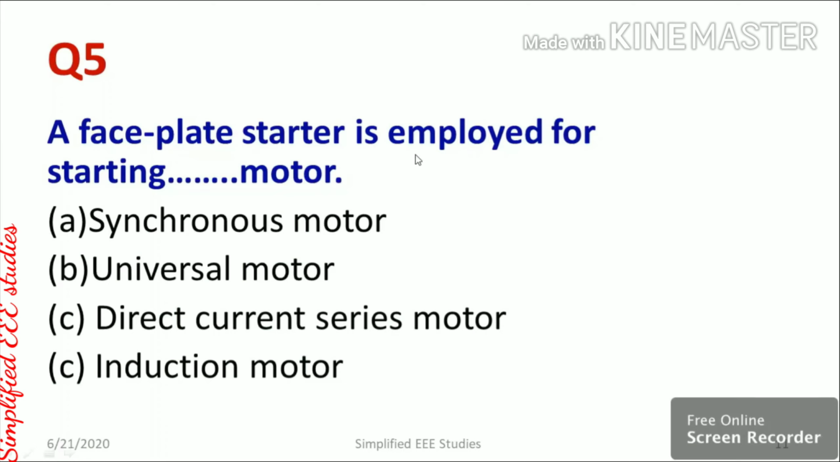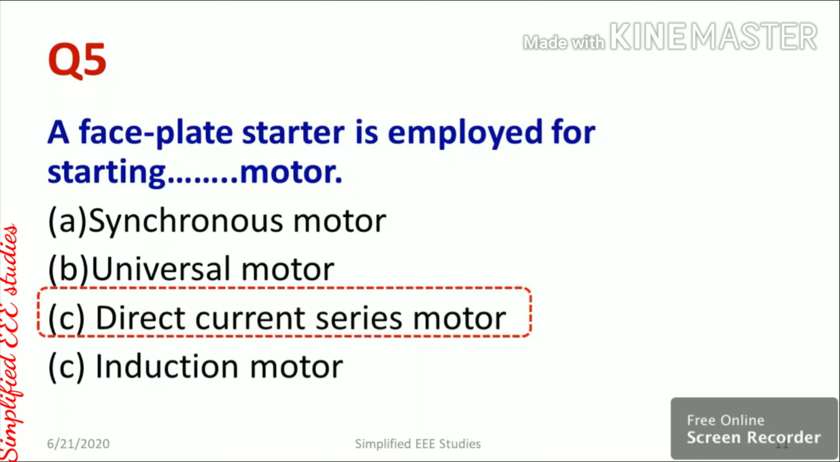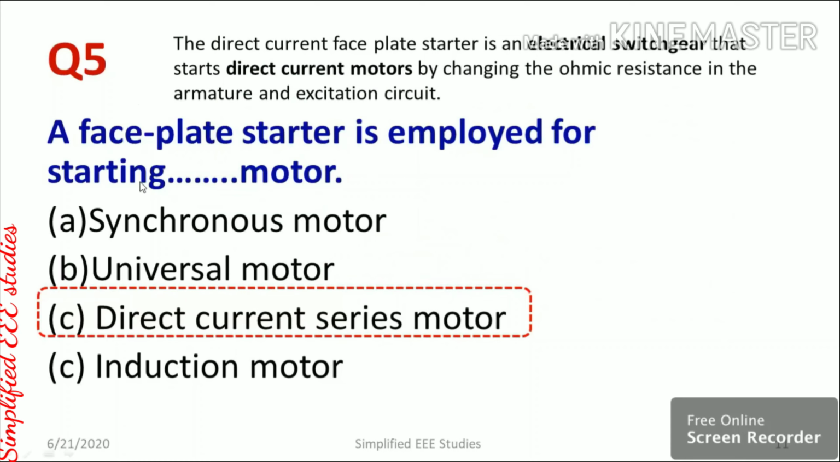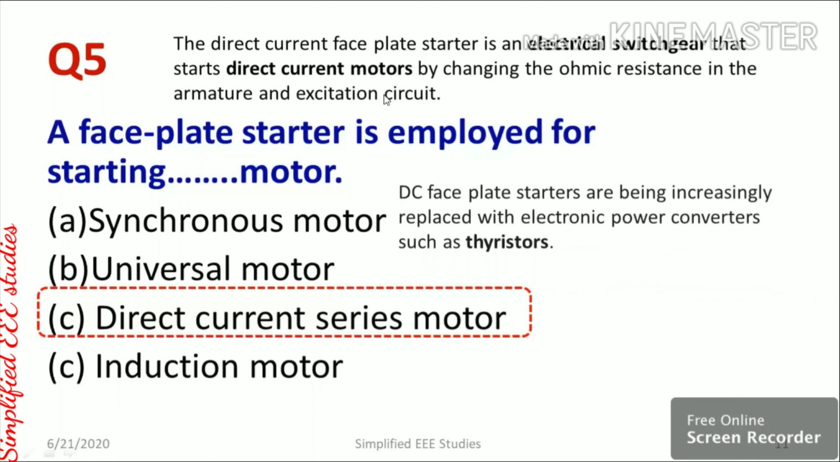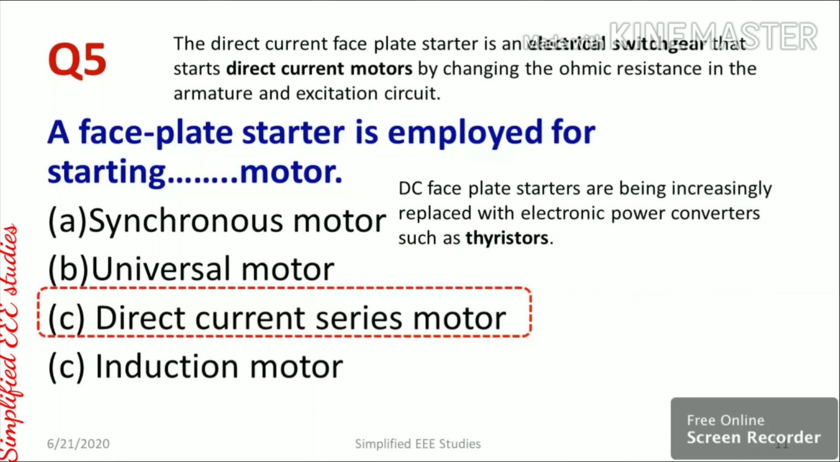A faceplate starter is employed for starting of which motor? Among these, the direct current series motor, DC series motor, is the right answer. Then regarding the faceplate starter, the direct current faceplate starter is an electrical switchgear that starts a direct current motor by changing the ohmic resistance in the armature and excitation circuit. Nowadays, we'll be replacing all the conventional resistors by using thyristor switches. We'll be using thyristor control. It is most convenient compared to the conventional method.